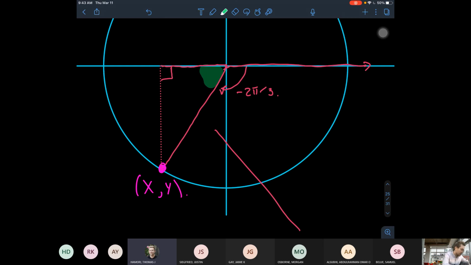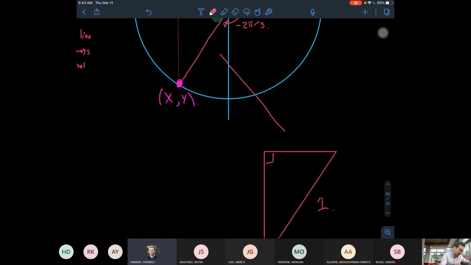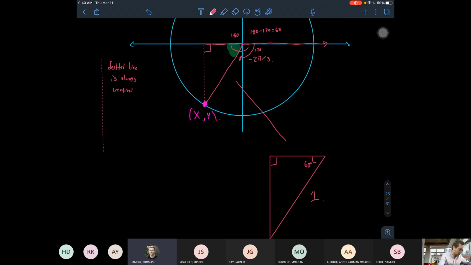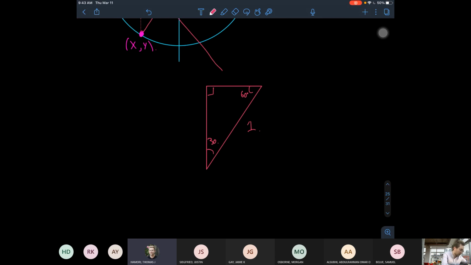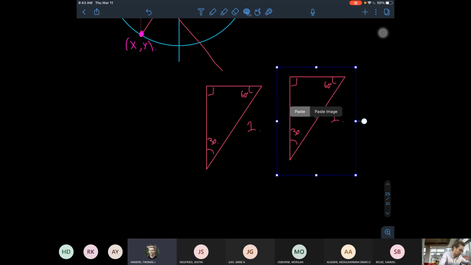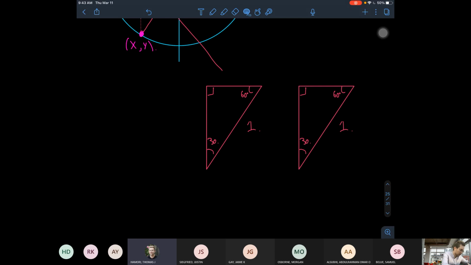Yeah, 60, right? Because this was 120, and I know that all the way is 180. So 180 minus 120 is equal to 60. So I know that this angle in this region here should be 60 degrees. Okay? And then I have a 60-degree angle and a 90-degree angle, so I know the other one should be 30. And so we can use the special right triangle rules to figure out what the other side should be.